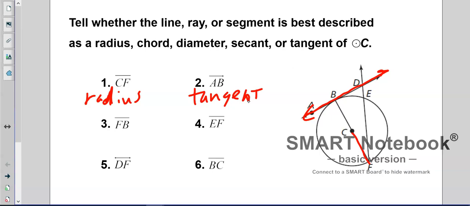FB, okay, different color. F goes from this edge of the circle through the center to the other edge of the circle, so that makes it a diameter. If it just went from the edge of the circle to the edge of the circle, not through the center, it'd be a chord. Kind of like EF right here. Goes from edge to edge, but not through the center.